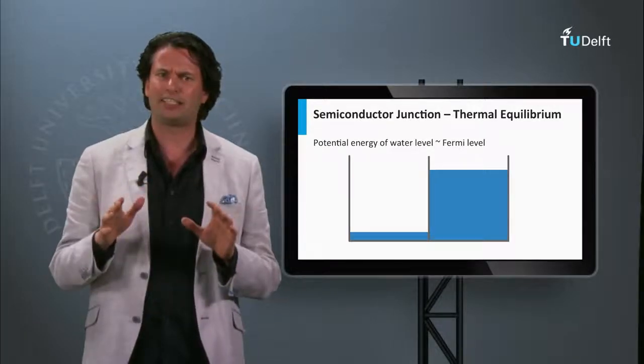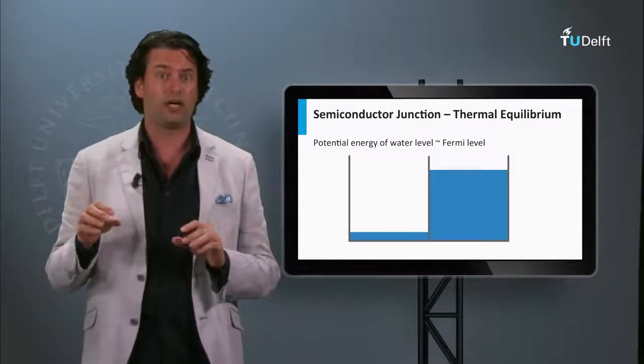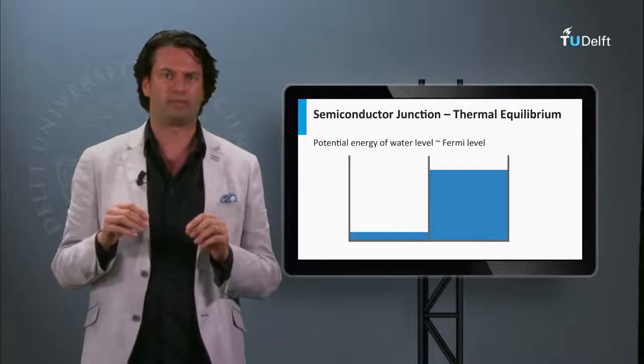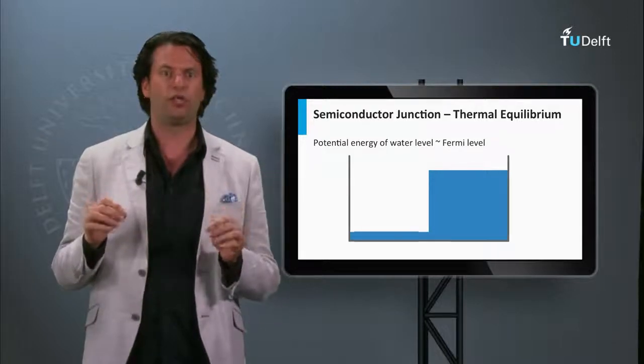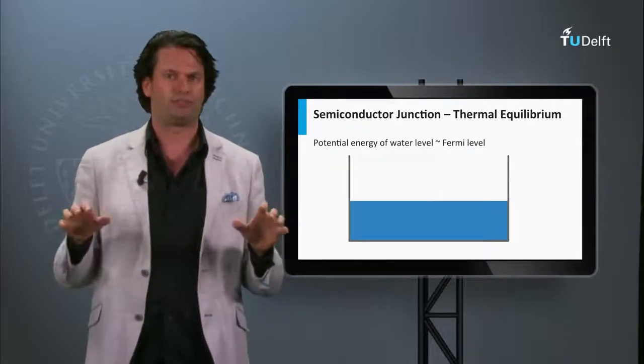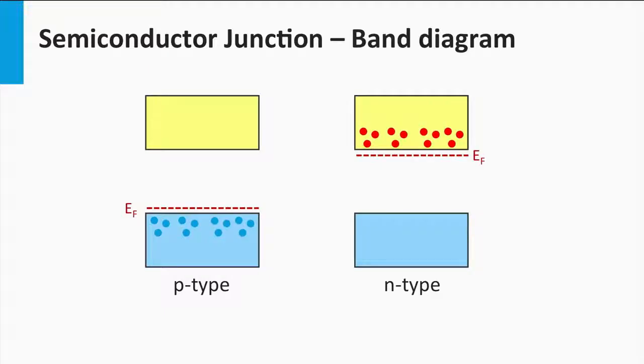Let's say the left side is the p region with a Fermi level close to the valence band, and the right side is an n region with a Fermi level further away from the valence band. If we remove the barrier between the both reservoirs, the water levels will equalize over the two reservoirs. The same is applicable for the Fermi level. Important to know is that the relative position of the electronic bands like the conduction and valence band to the Fermi level remains the same. This means that the mechanism of equalizing the Fermi level will move and bend the conduction and valence band.